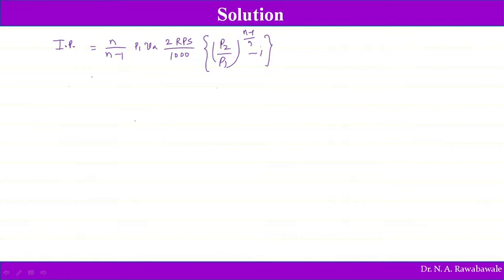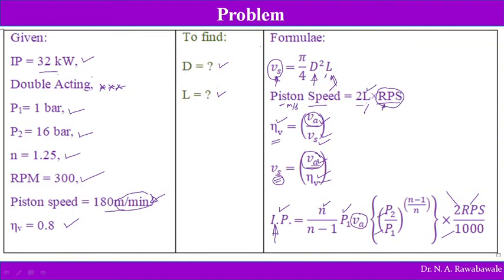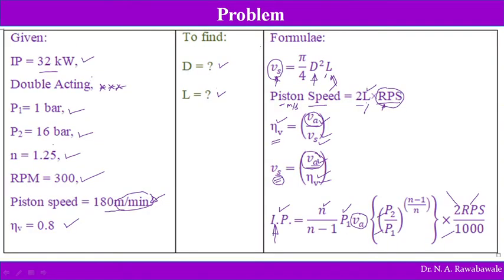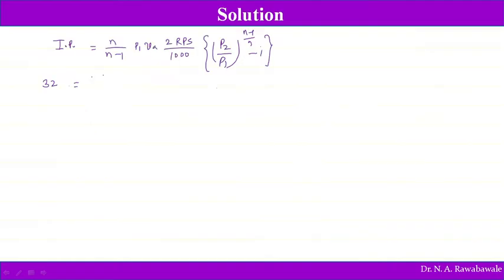Indicated power is given to us, so we will substitute it here. It is 32 kilowatt, so 32 is equal to, n value is again 1.25, 1.25 divided by 1.25 minus 1, into P1.